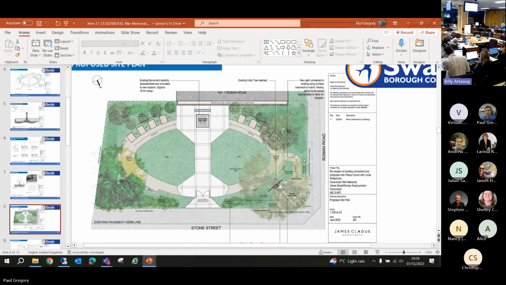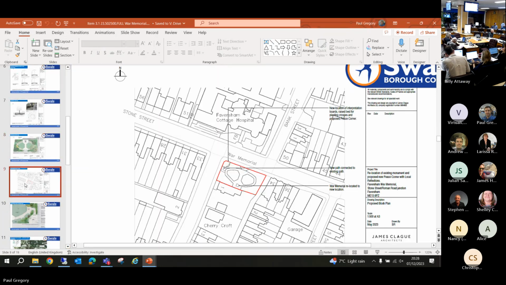Again, the proposal is to move the war memorial here into the memorial garden. The proposal also includes this access path on this side of the site and what I referred to as the peace corner earlier, which would have some boards which would set out the relevant historical information, and the removal of the railings which go around the holly tree, which again I'll show you on the photograph shortly. This shows that the war memorial is currently on the corner and is proposed to go into the garden, as we've just seen.